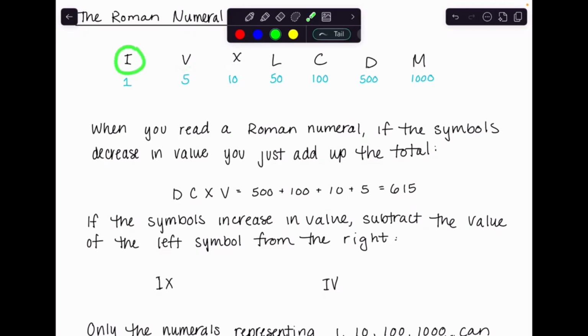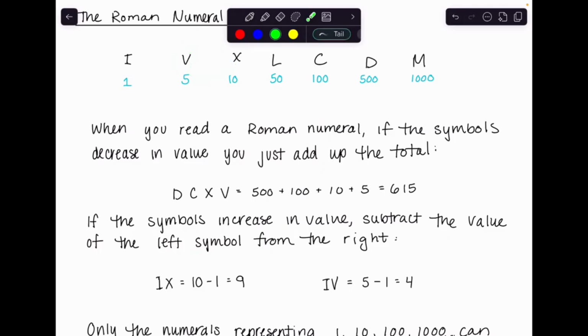So IX, in that case, X is the bigger value, which is 10. So what I'm going to do is from 10, subtract I, which is 1. So IX is really representing the number 9. If I have IV, V is 5, I is 1. So that tells me take that smaller value and subtract it from the bigger. This is going to be 4, okay? So it's also very precise about which numerals you can subtract from the other. I can't take V and subtract it from X because that would just land me back at V.